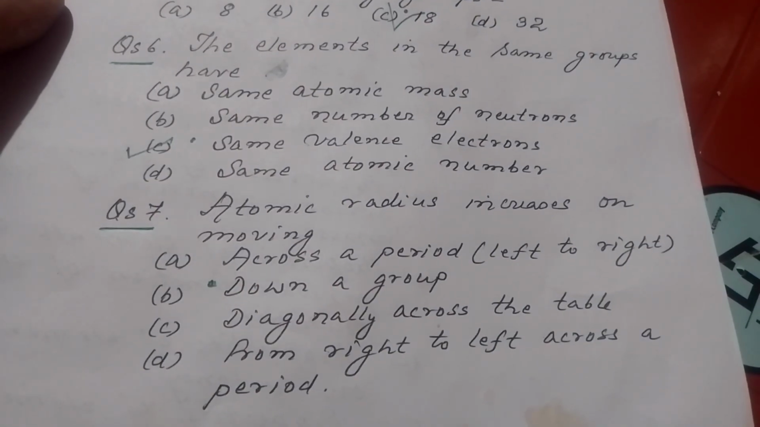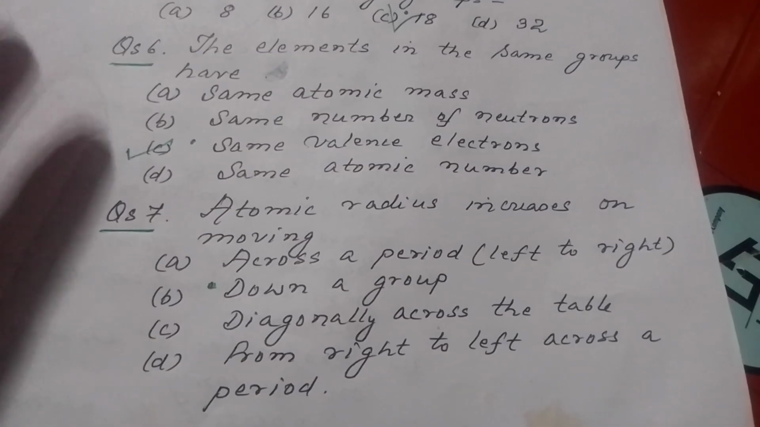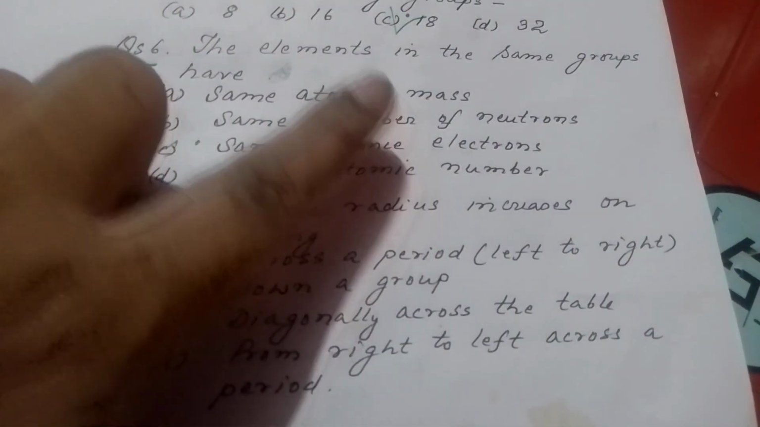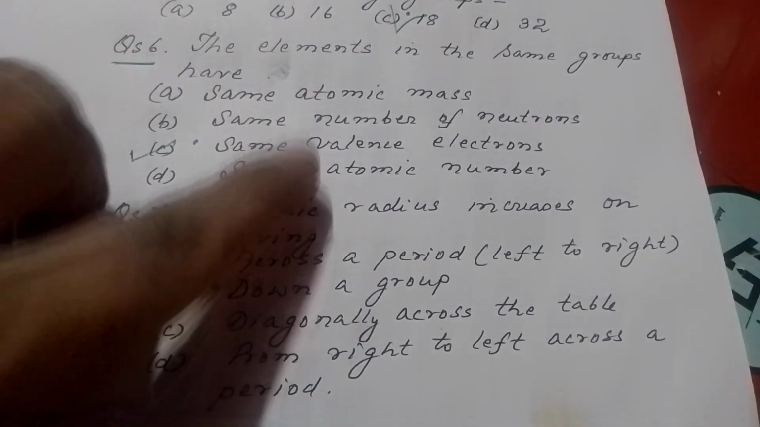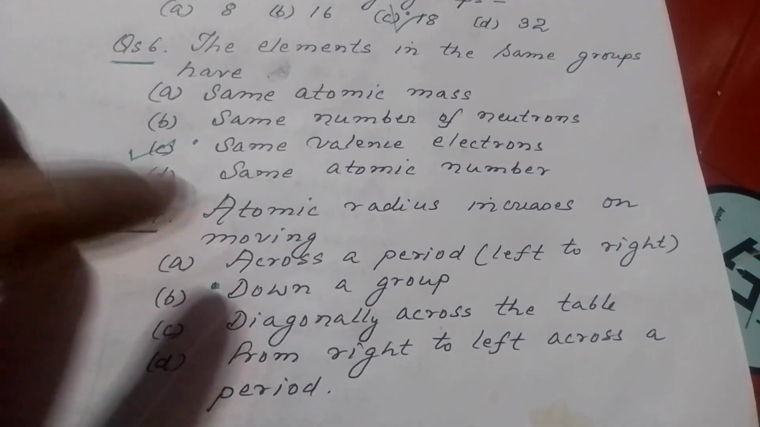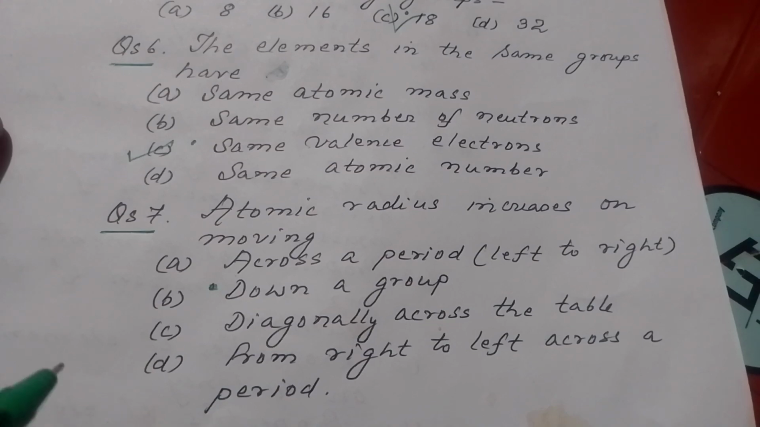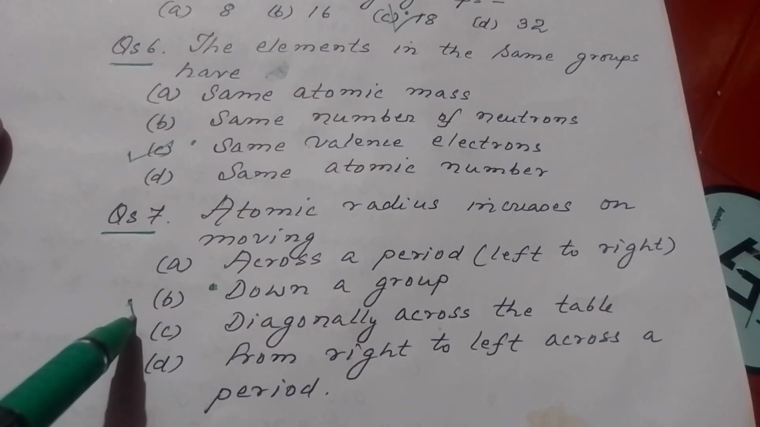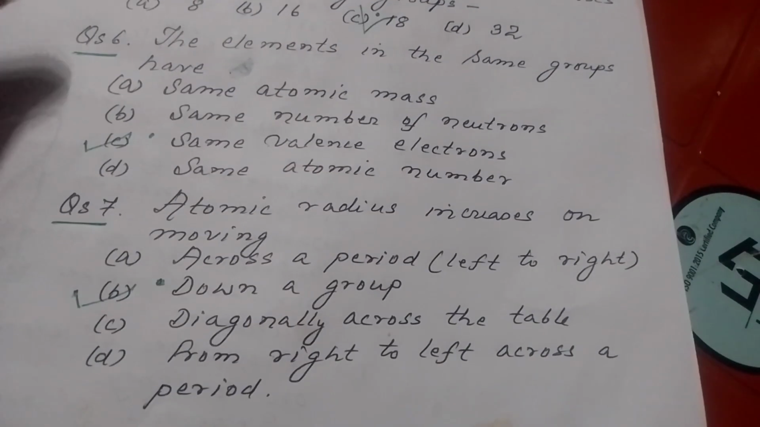Now we'll come to 7. Atomic radius increases on. See, atomic radius, if you go along the period from left to right, it is decreasing. But if you go along the group, means top to bottom, it is increasing. So you can find out in the case of the halogens, fluorine, chlorine, bromine, iodine. Iodine has got the highest atomic radius. So B is the correct option here.